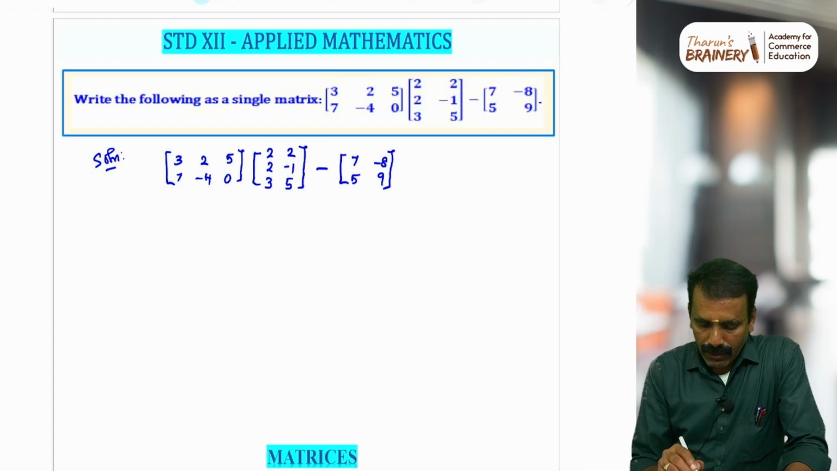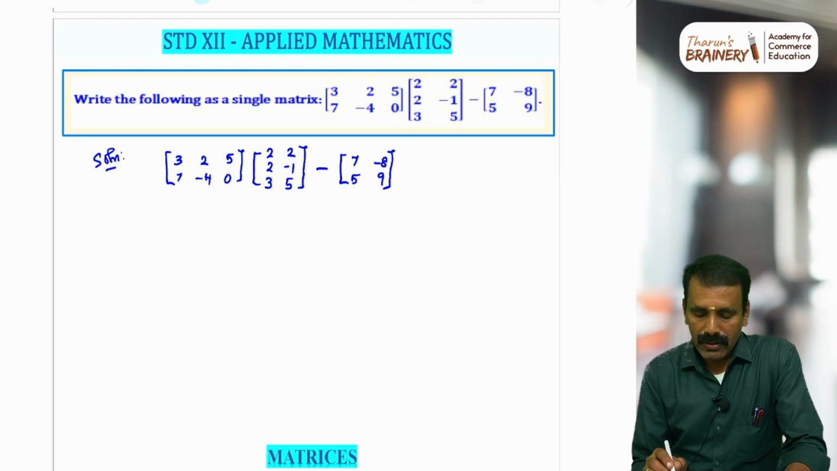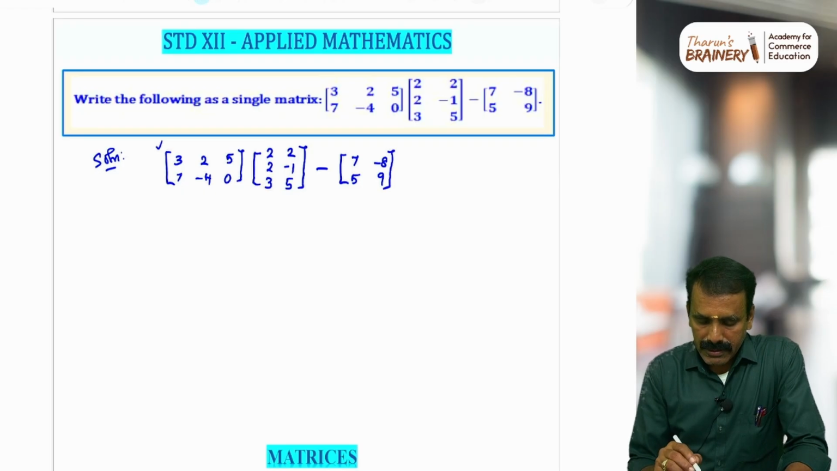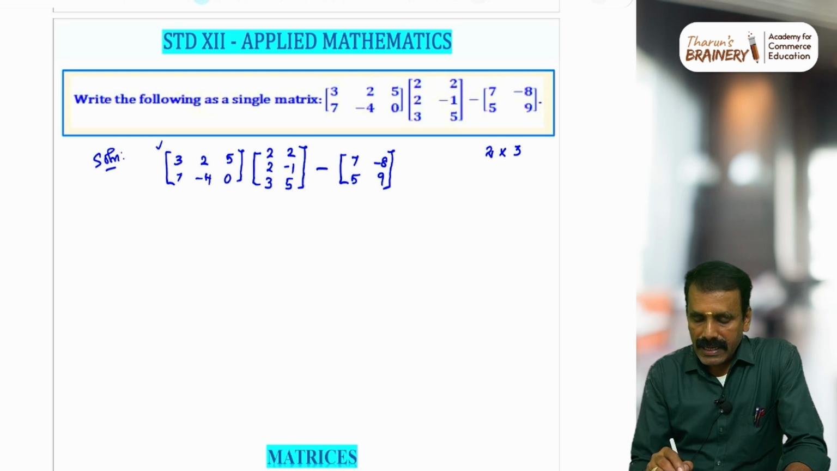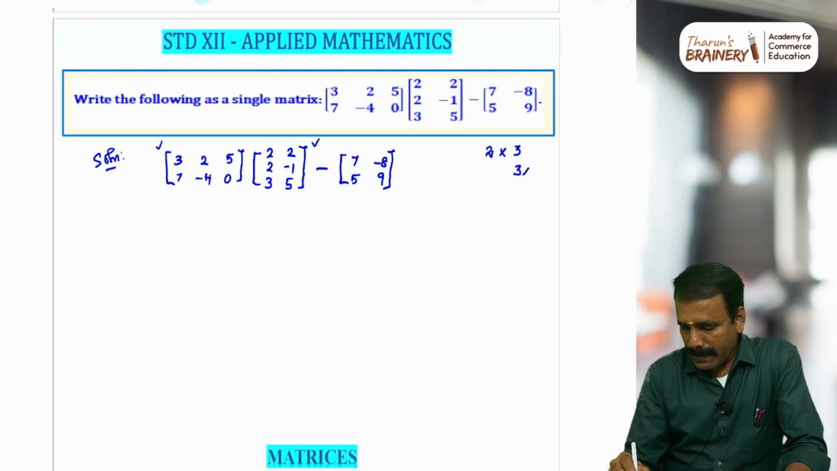First, we will try to find the product. We will check whether the product is possible or not. What is the order of the first matrix? The order of the first matrix is 2 rows and 3 columns. The second matrix order is going to be, how many rows is this going to have? First row, second row, third row. So 3 rows and 2 columns.